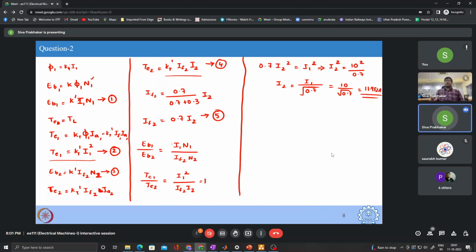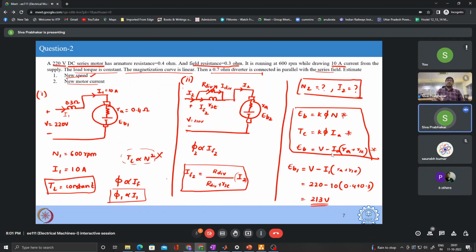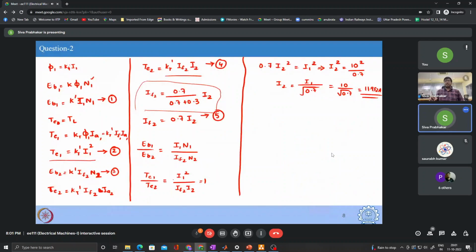So, is there any doubt so far? I am just substituting the condition that I have the value of IF2. I am just substituting the value of the two resistances. So I got a relationship which is connecting IF2 and the current I2. And it is given that the torque is a constant. As mentioned in the question, the load torque is constant. So, I am just using that condition.